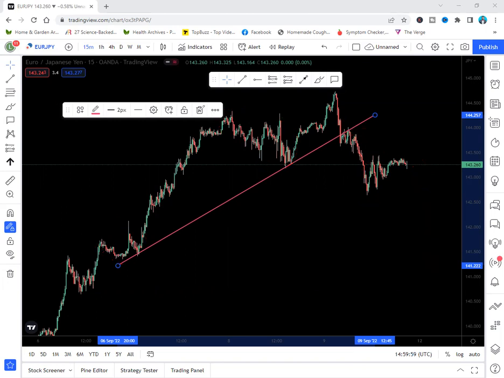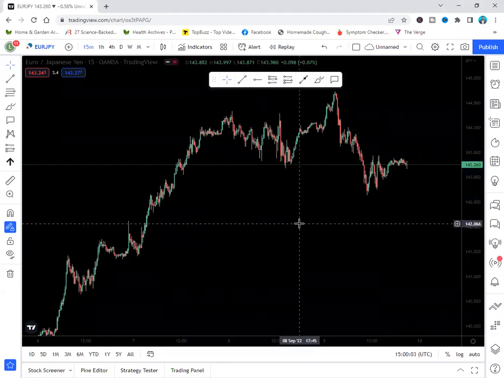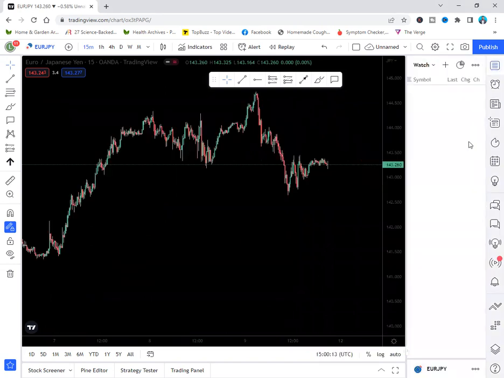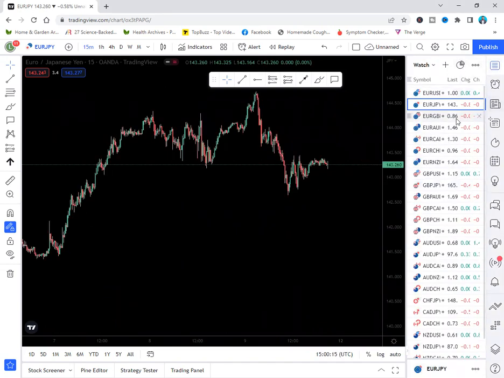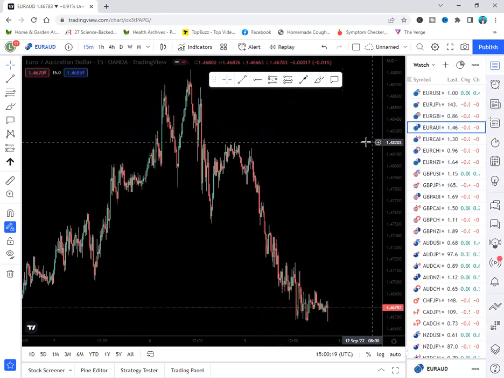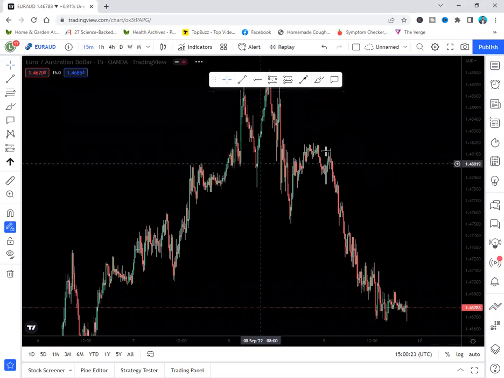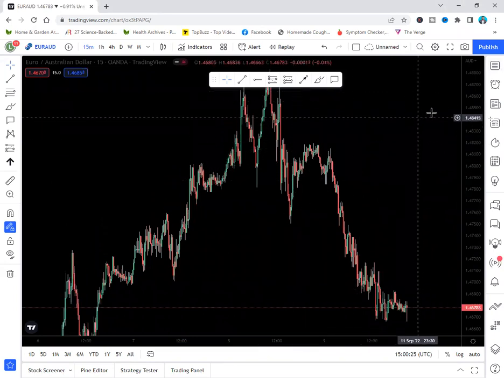I don't want to rush this for us to go too far, but I want you to be able to identify impulse and corrections. I want you to do this exercise. Take every pair. Let me take a new pair. Which pair should I take? Maybe Euro AUD. This is Euro AUD. Okay, 15 minutes. This is the 15-minute chart on Euro AUD.